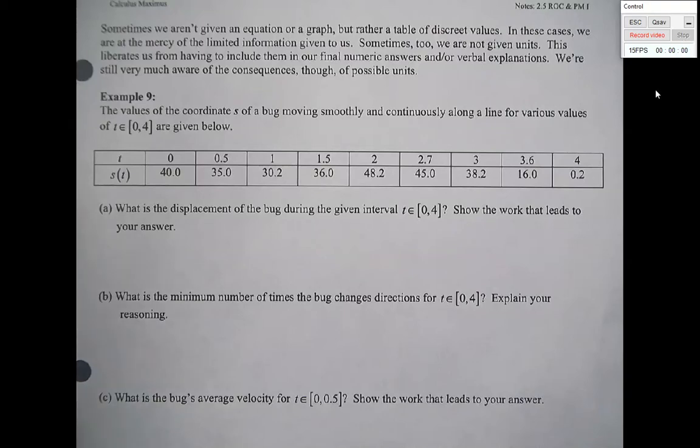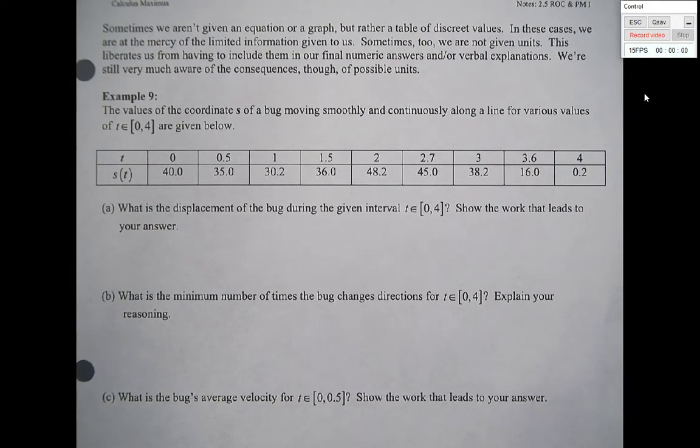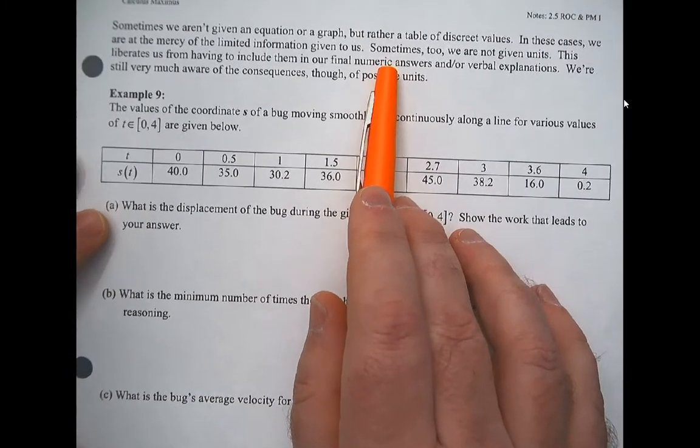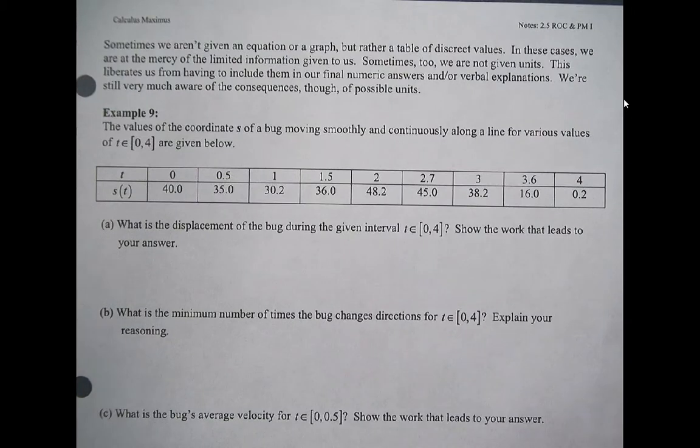Hey folks, let's finish up our notes here on particle motion. So sometimes we aren't given an equation or a graph, but rather a table. And that's one of the big ideas of AP Calculus, is that you can handle any situation in three different forms. You could be given the equation, you could be given the graph, or you could be given a table.